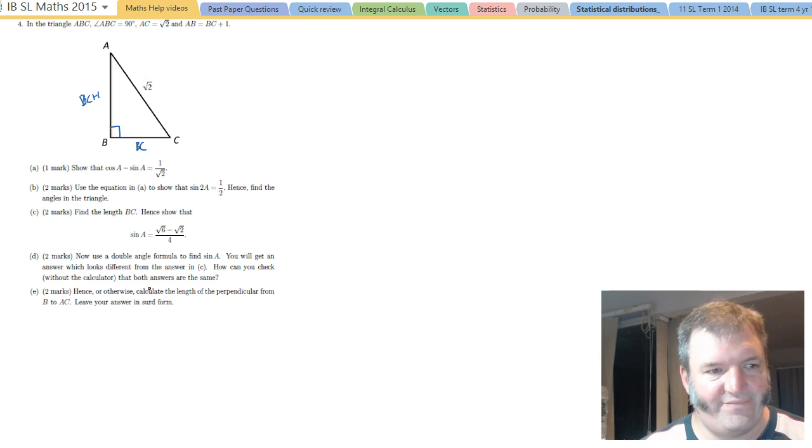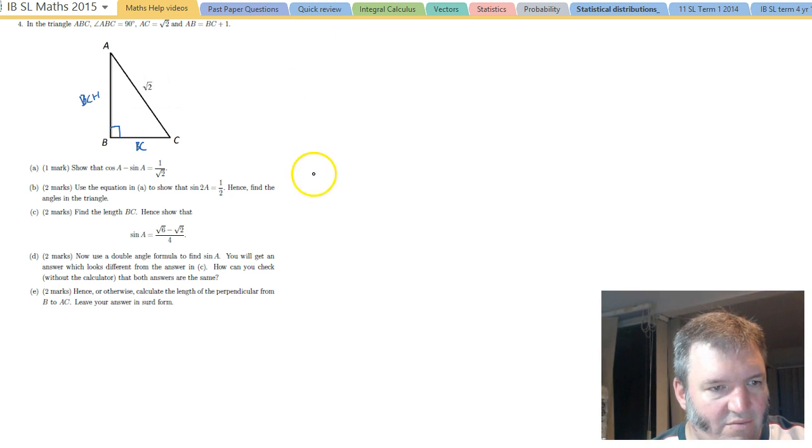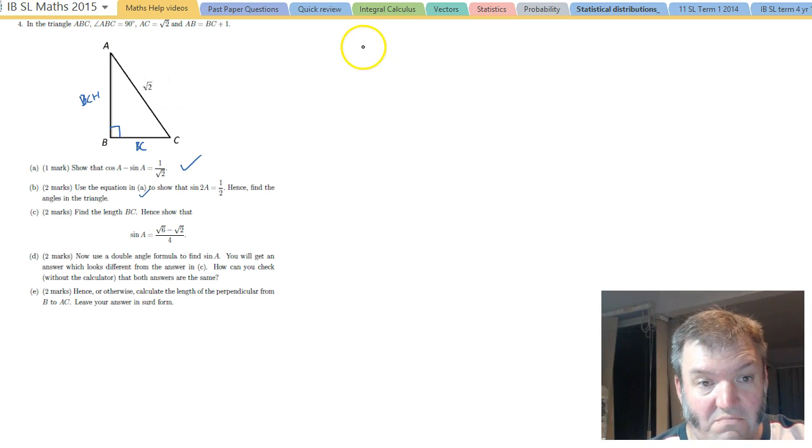Close enough. Alright, so now I've been told we've ticked off parts A and B, and C is giving us a little bit of trouble. Find length BC and hence show that blah. Well, let's find it first. Pythagoras Theorem, that's what we've got to go with. So the square on the hypotenuse is the sum of the squares on the other two sides.